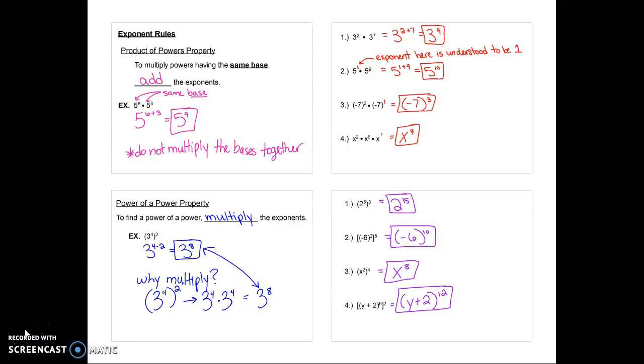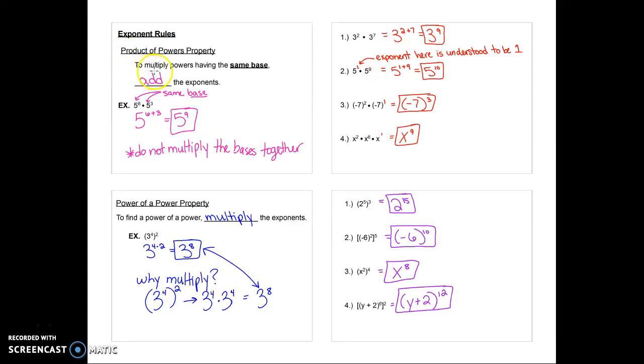Okay, this is concept number 3, which is the beginning of the exponent rules. We have 3 different exponent rules that we're going to cover. The first one is the product property. This is the first property for exponents, and it covers the product of powers.